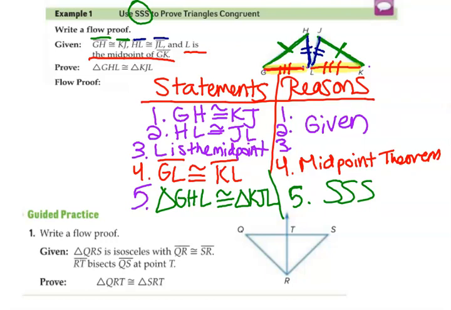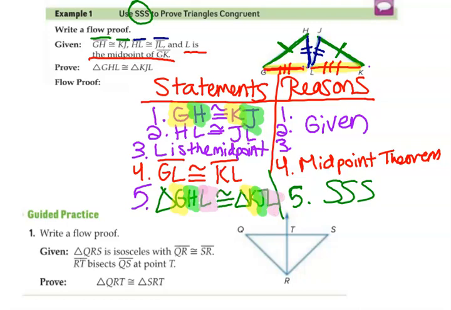So make sure when you are writing the triangles, the order matters. So let's look at this. G and K. Do you notice that they're both the first letters? You notice up here, G and K. And then what are the middle ones? What are the letters that go together? H and J, H and J. And then what are the last letters? Okay, they are L and L. So the order does matter when we write down these triangles and when we're proving.